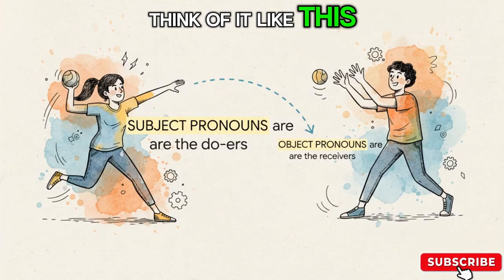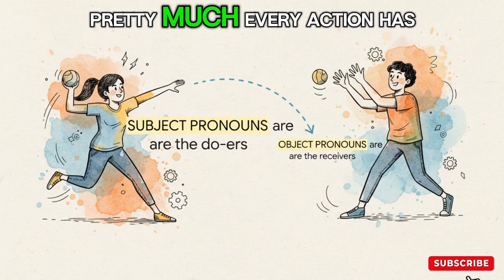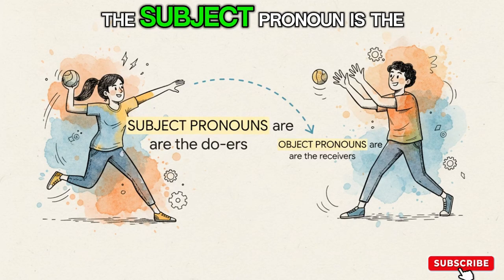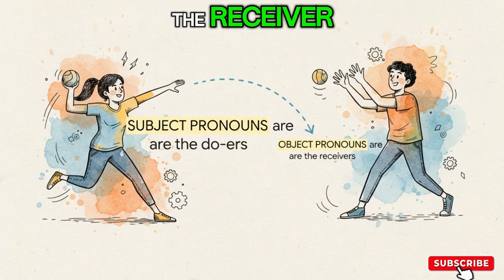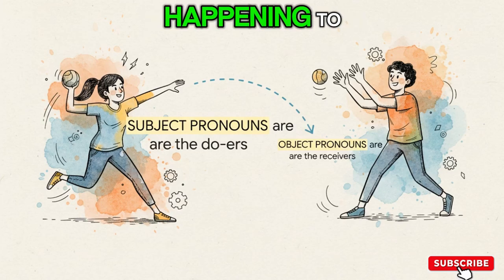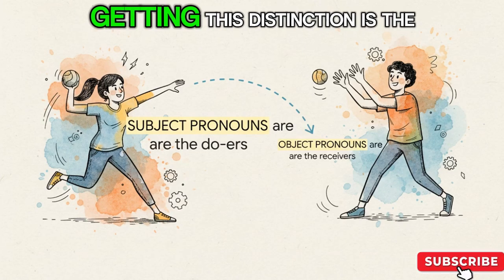Think of it like this. Pretty much every action has a doer and a receiver. The subject pronoun is the doer. That's the one performing the action. And the object pronoun, that's the receiver, the one the action is happening to. Getting this distinction is the absolute key.